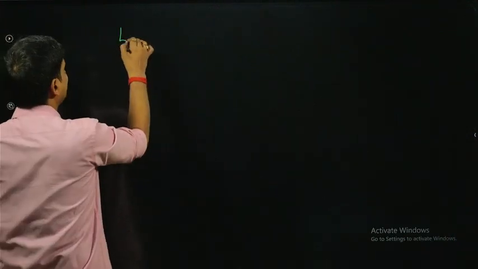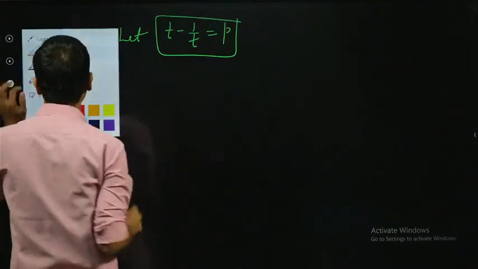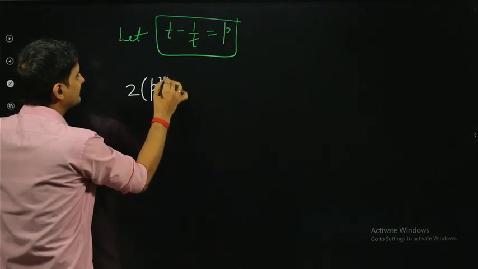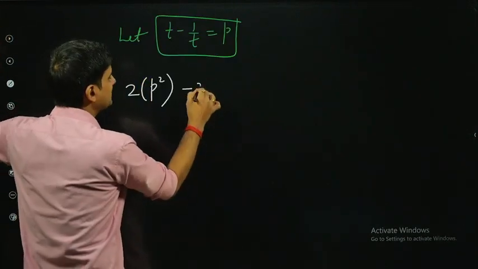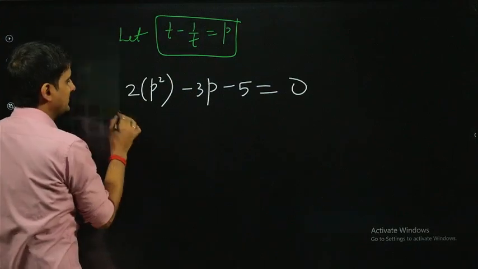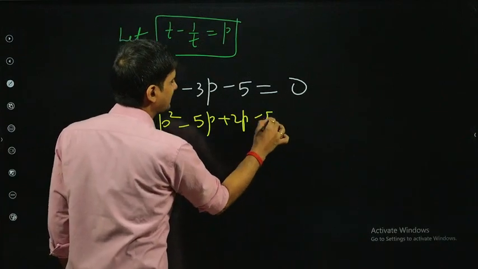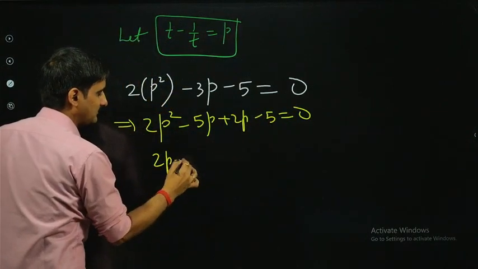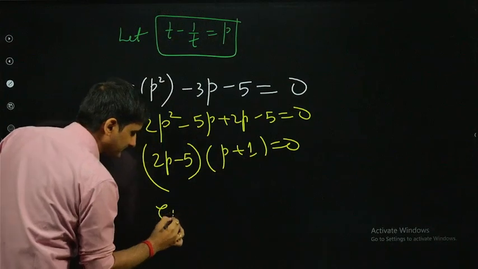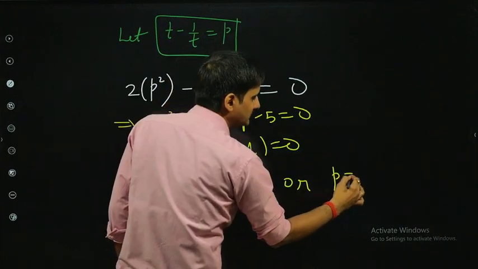So now I will say let t minus 1 by t be replaced by a new variable p here. So let's do it. So what do we get? We get 2 times p square minus 3p plus 4 minus 5 equal to 0. So now see, easily anyone can factorize it. So minus 5p plus 2p minus 5 equal to 0. So it's (2p minus 5) and (p plus 1) equal to 0. So either p is equal to minus 1 or p is equal to 5 by 2.